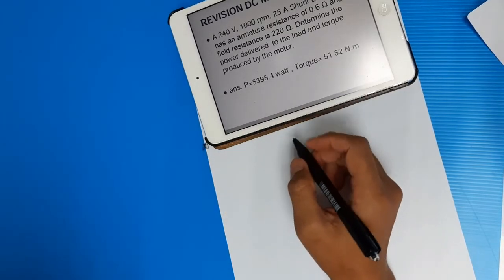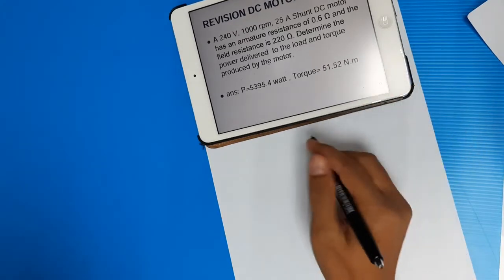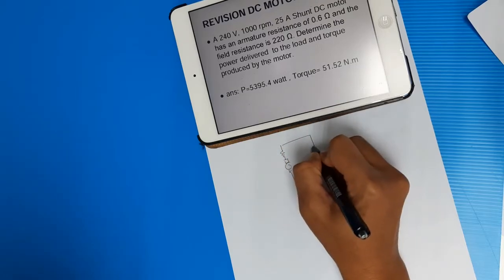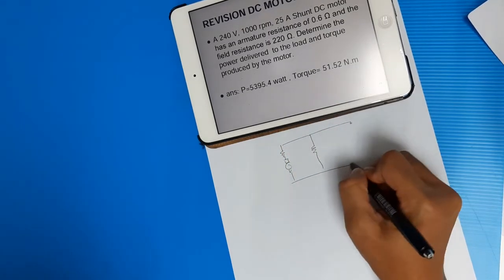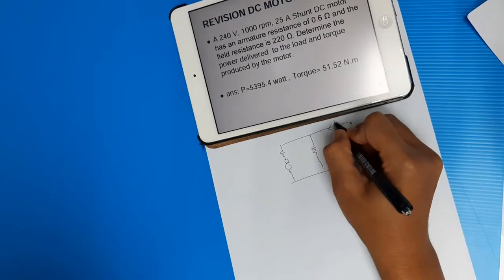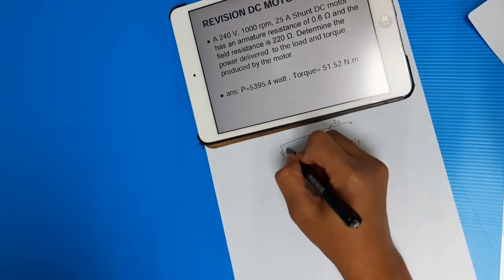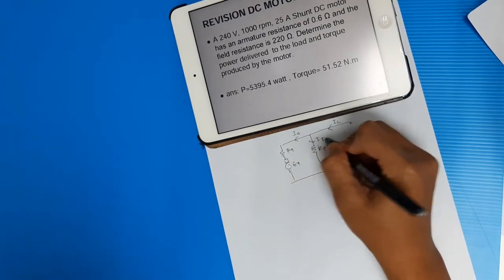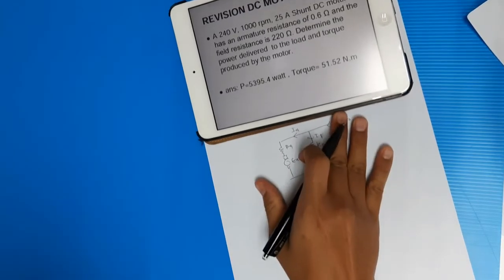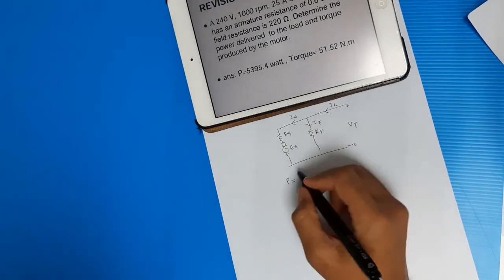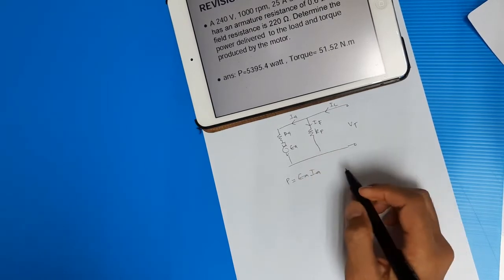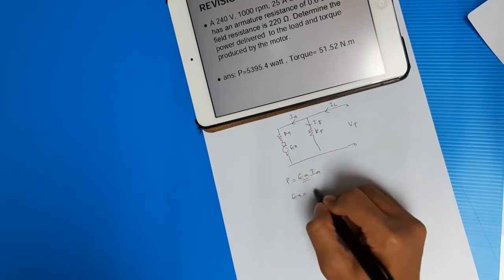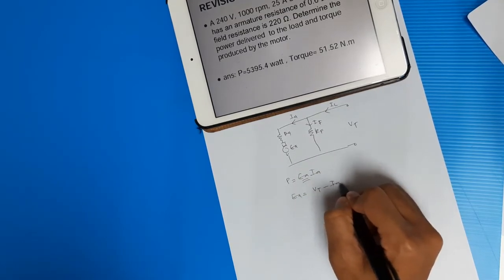Firstly, you have to draw the connection diagram for the shunt motor. We have RA, EA, and then the shunt field will be parallel with the circuit. So this is VT, this is IL, RF, RA and EA. This is IA, IF. Okay, the same formula that we are going to use, P equals EA IA. So the first parameter that we are going to determine is EA. The formula is VT minus IA RA.